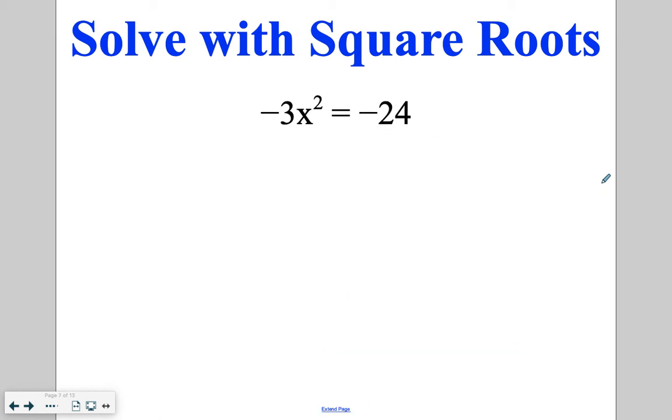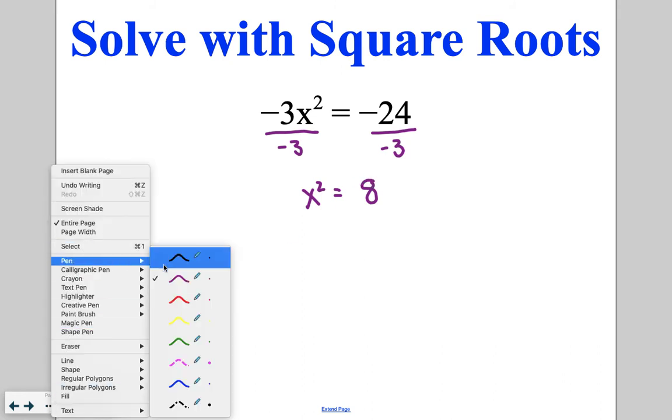In this next problem, again, we need to isolate that x squared. In this case, that means dividing by negative 3. So even though it's set equal to a negative to start, when I divide by negative 3 on both sides, I get x squared is equal to a positive 8. So even if it's initially a negative, you want to make sure that you are solving until you get x squared by itself. Then you can decide if it's positive or negative.